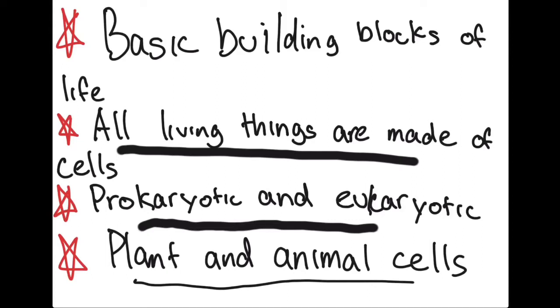Cells are really microscopic, so that's why humans, animals, plants, every living thing is made up of lots and lots of cells. There are prokaryotic and eukaryotic cells. We'll talk more about those later. And then there are plant and animal cells. And plants and animals are eukaryotic cells.